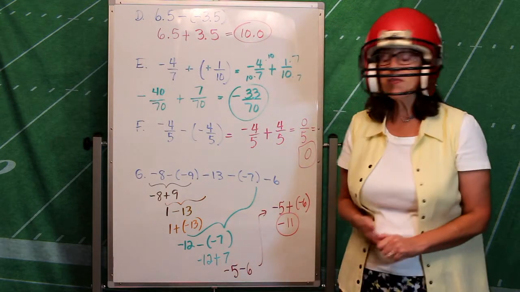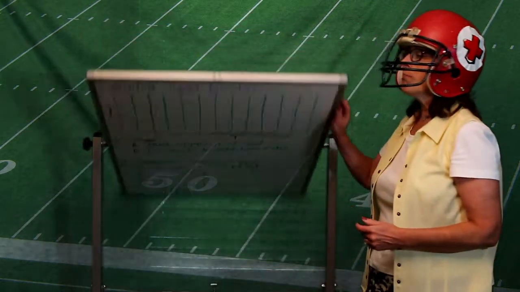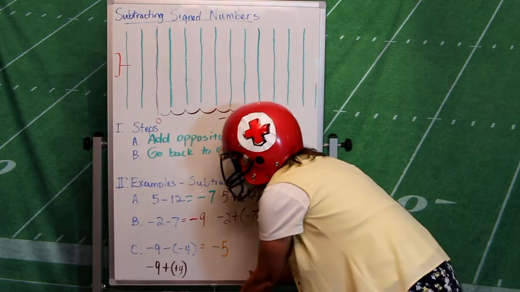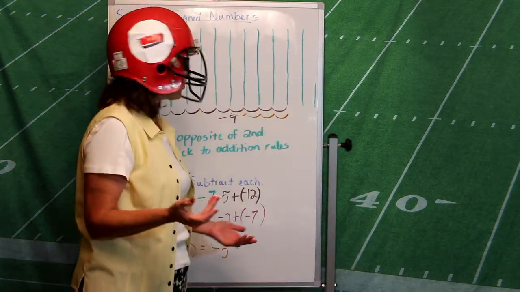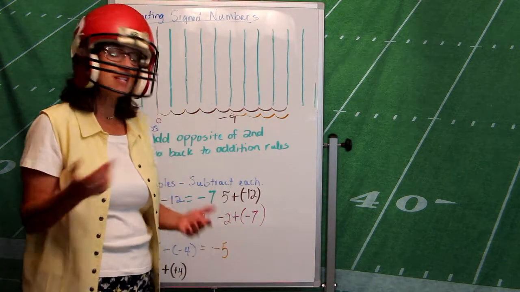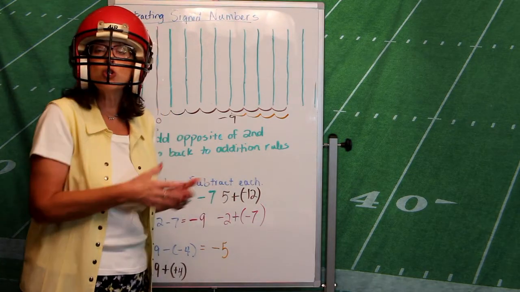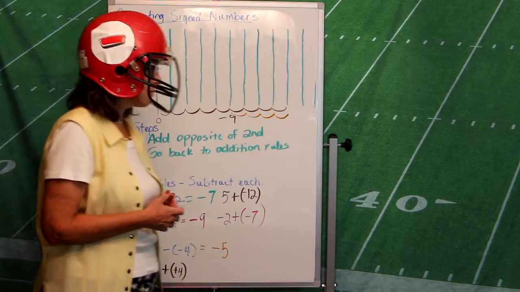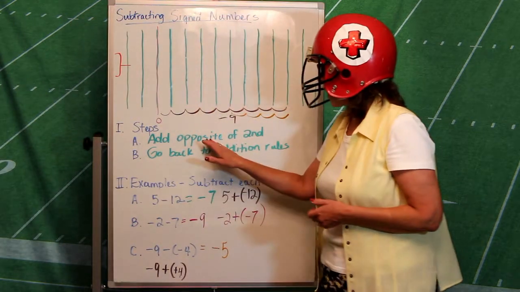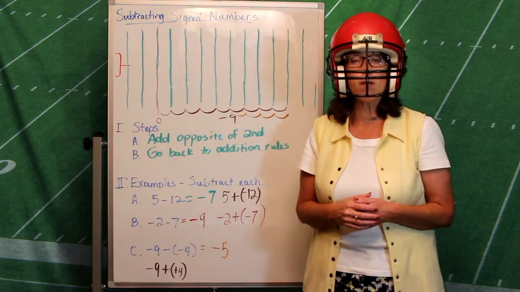So I hope that this helps with subtracting those signed numbers. Remember, the big gist is that we know our addition rules. So if we know our addition rules, why would we mess that up? Let's keep those addition rules. And let's figure out how to turn our subtraction problems into addition problems. So the way that we turn our subtraction problems into addition problems is we simply add the opposite of the second one.